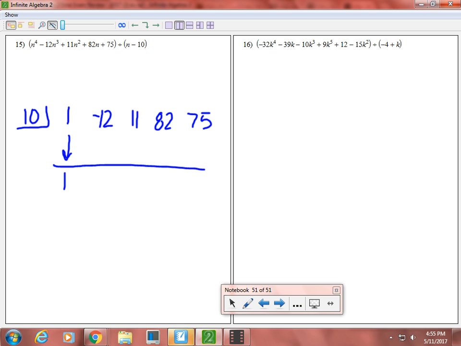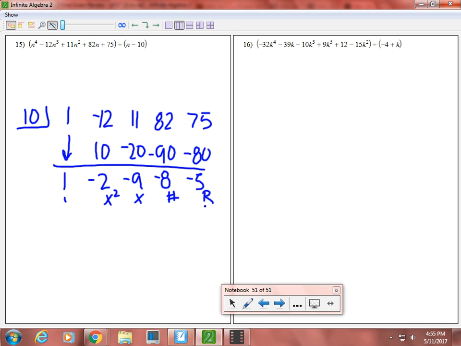Synthetic division, drop this down, multiply by 10, gives me negative 2, negative 20, negative 9, negative 90, which is going to give me negative 8, negative 80, and a negative 5. So this has a remainder on it. So remember, this is my remainder, my number, x squared, x to the third. So my answer is x to the third minus 2x squared minus 9x minus 8. And then this is going to be negative 5 over x minus 10 because that's what I divided by to begin with. I guess technically they used n's, so if you want to switch that all to n's, you can.